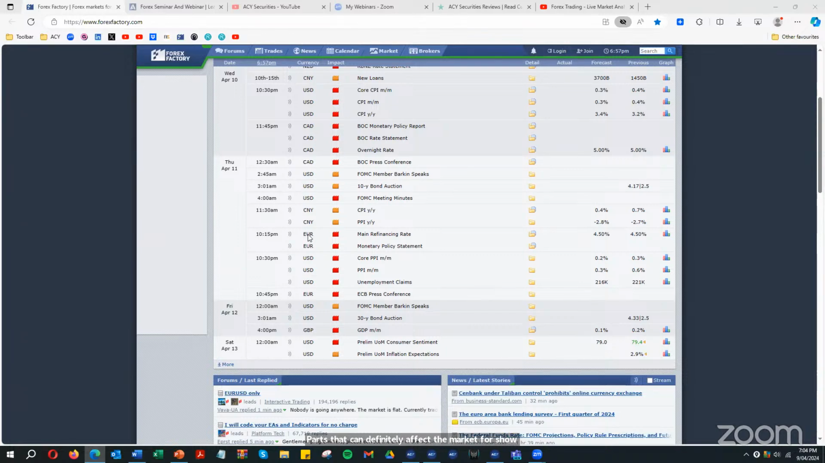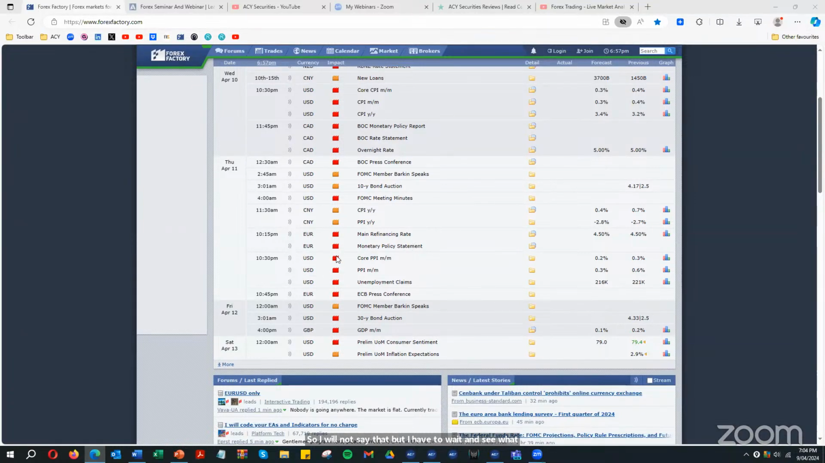Then into the evening, 10:15 p.m. for the Eurozone, we've got the main refinancing rate and monetary policy statement. So it's the interest rate decision for the Eurozone. Not expecting any change. I've been seeing some headlines that maybe they're going to get ready to cut at some point soon. So in the statement, I'm sure the market's going to be looking at the verbiage to maybe see that. We'll have to wait and see what comes.